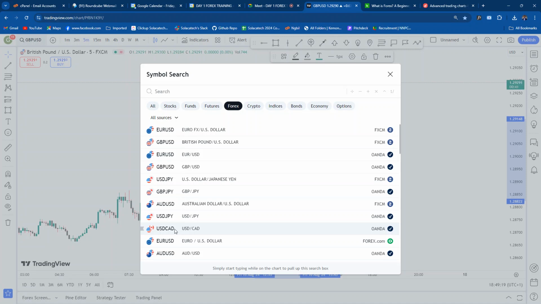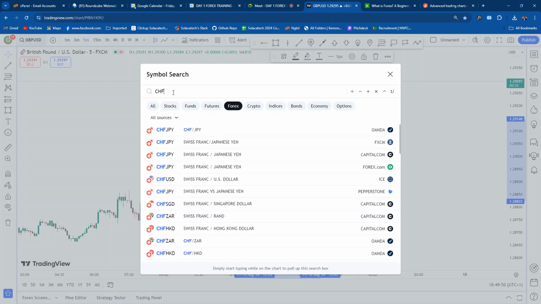We now have AUD, Australian dollar. That's four I've mentioned. We have JPY, Japanese yen. Japan's currency is yen, so that's why we have Japanese yen. The next major currency we have is Swiss francs, CHF. If you search CHF here, you can find it.